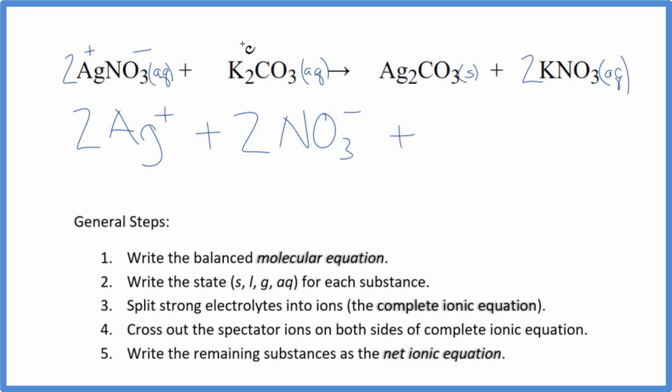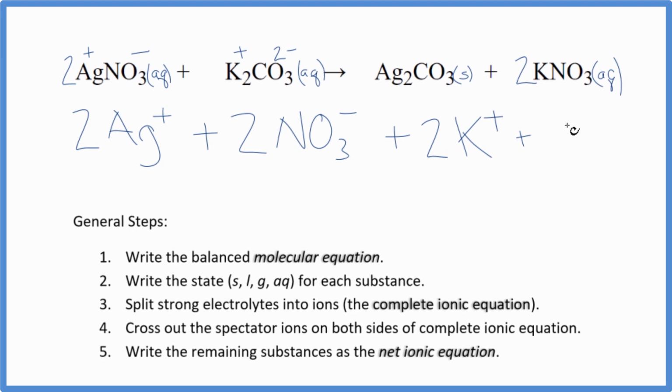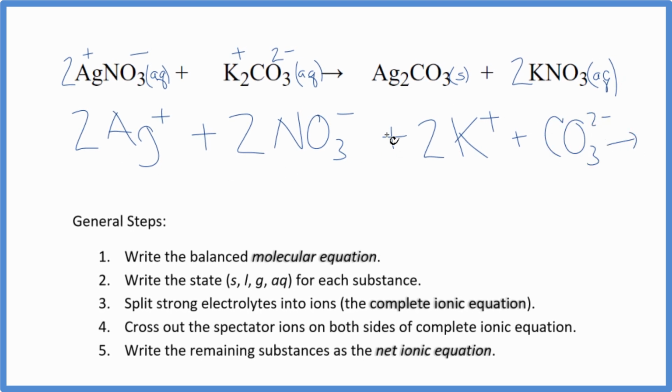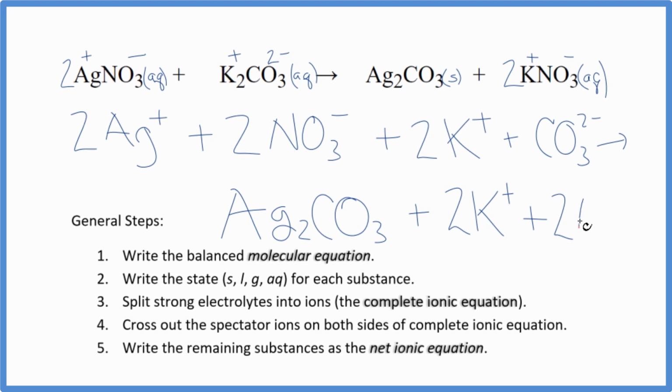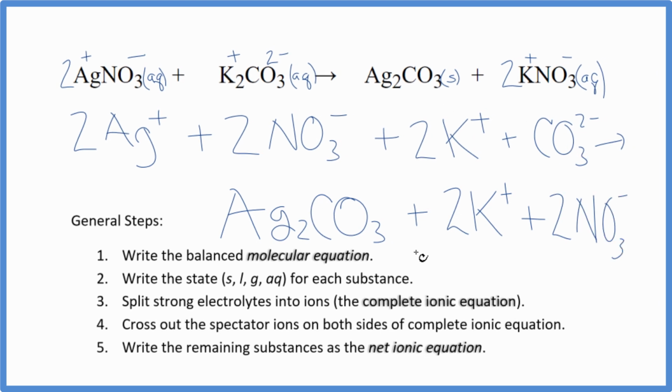Potassium, that's in group 1, 1+, and the whole carbonate is 2-. So I have two potassium ions, and then just the one carbonate. So these are the reactants in our complete ionic equation. For the products, solids, we don't split solids apart in ionic equations. So we just write Ag2CO3. Then for the potassium nitrate, plus and minus, so two potassium ions, just like the reactants, plus two nitrate ions. So this is our complete ionic equation.